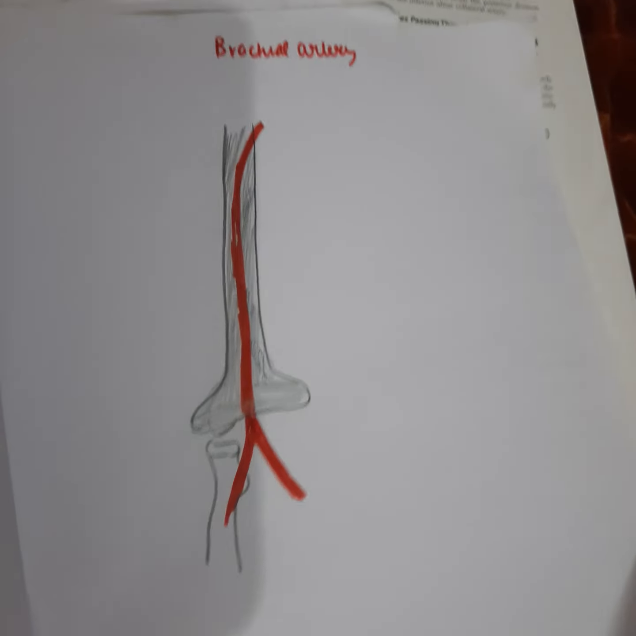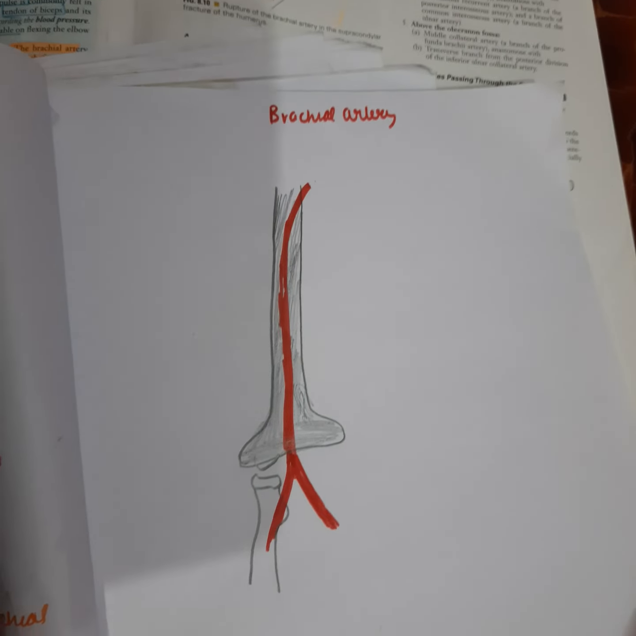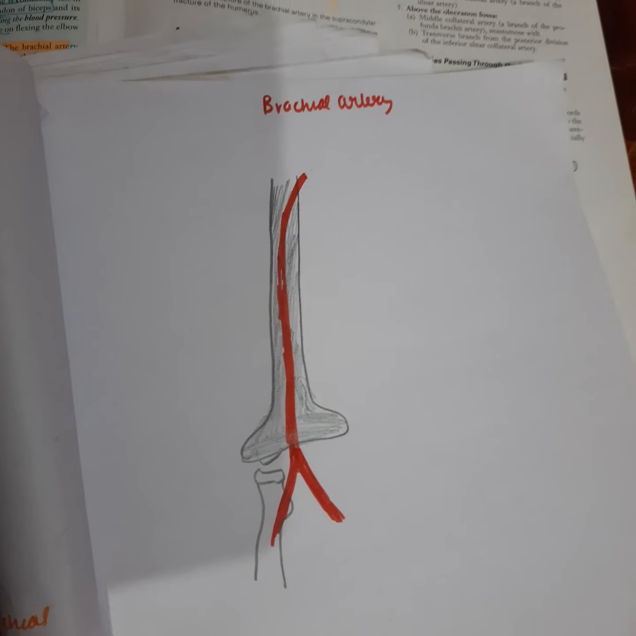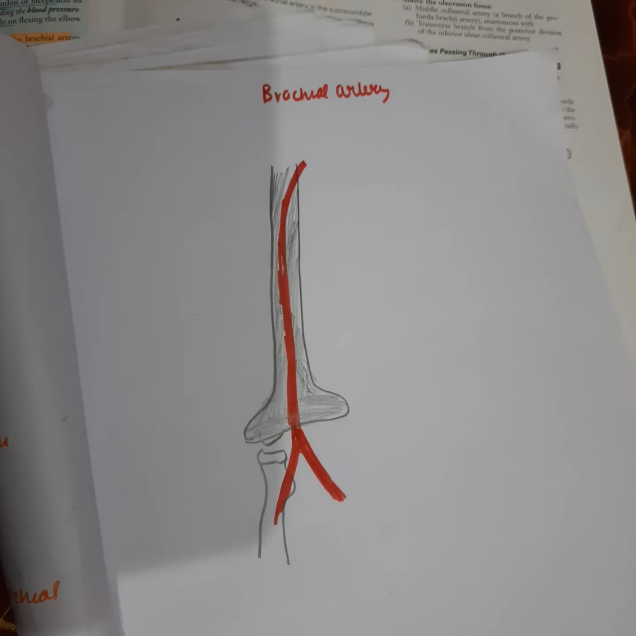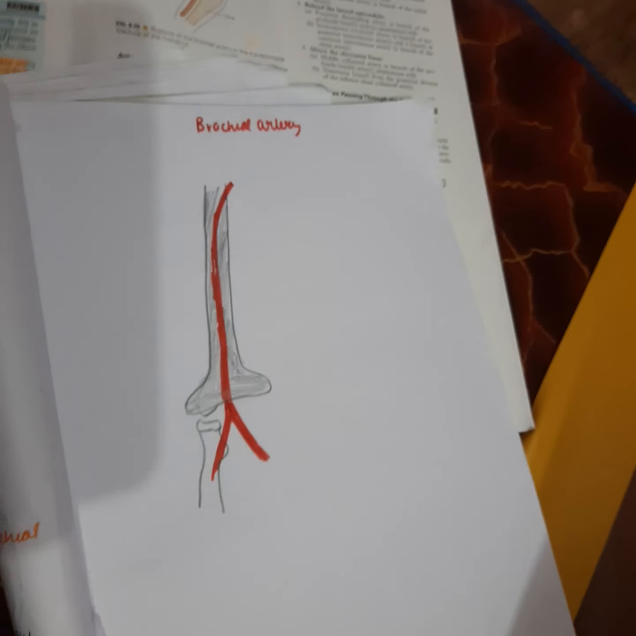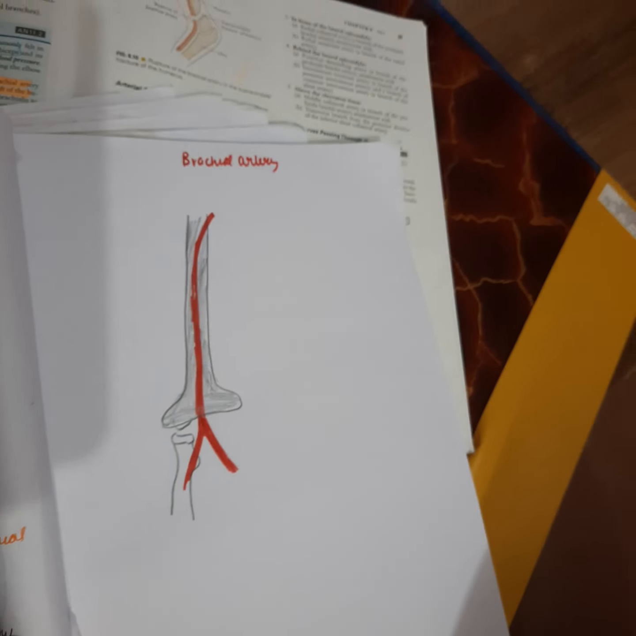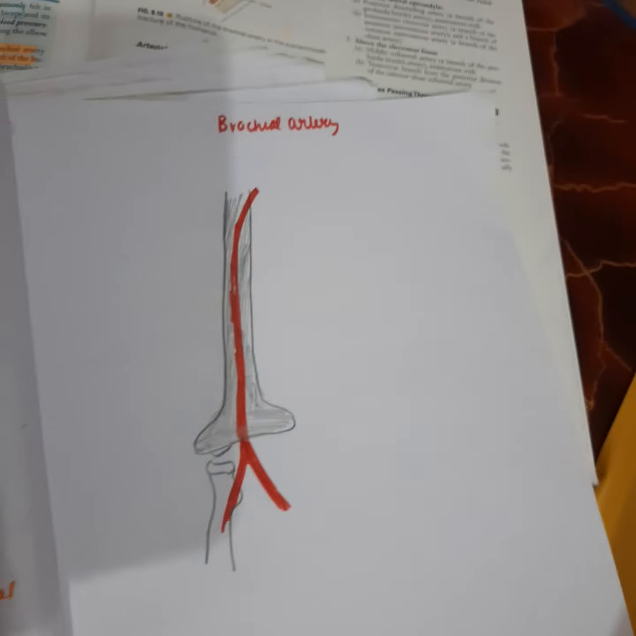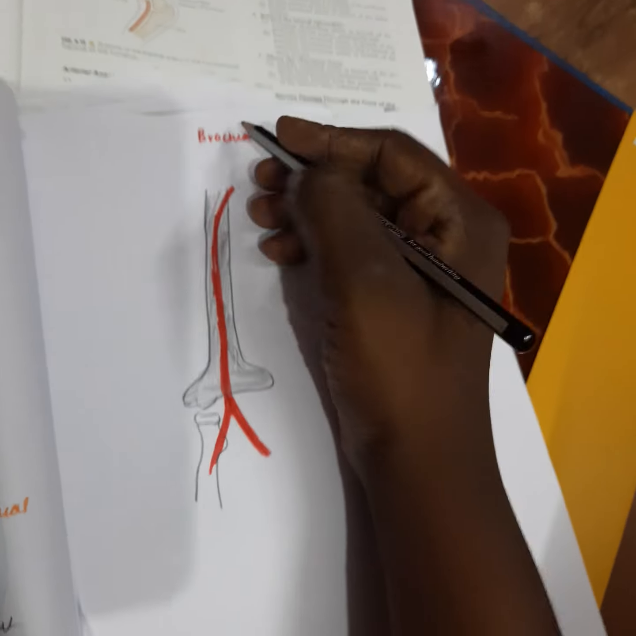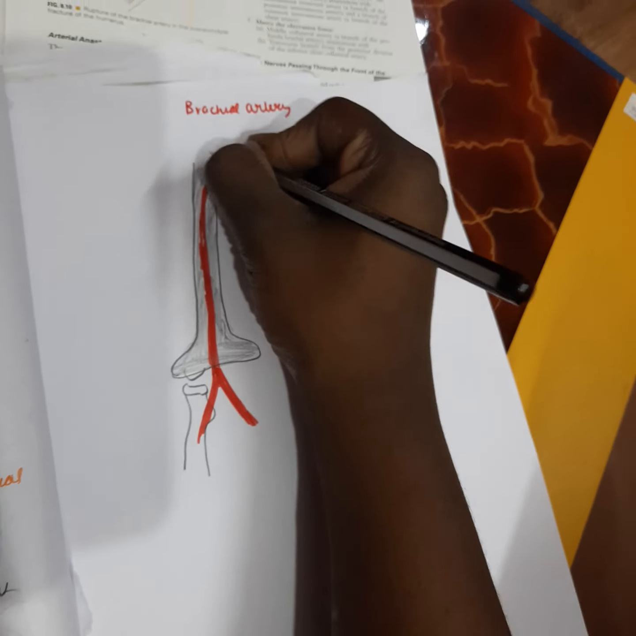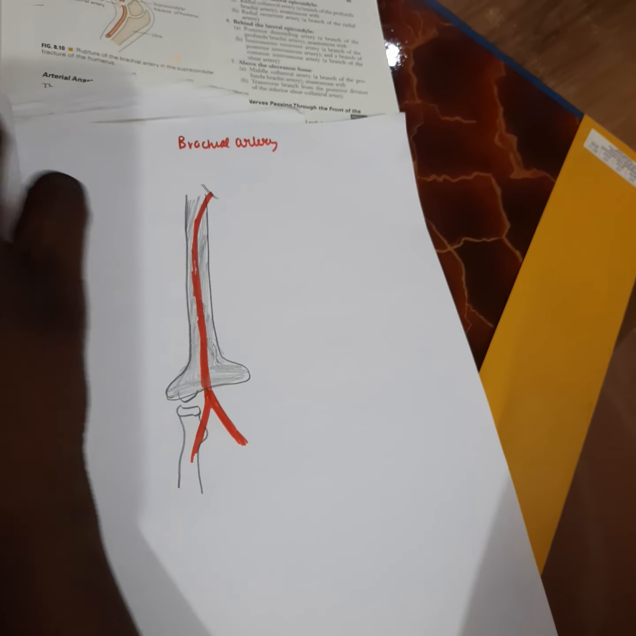Guys, today we're going to talk about the brachial artery. What is the brachial artery? The brachial artery is one of the most important deep arteries that supply your arm and your whole upper limb. So, where does the brachial artery come from? This brachial artery is a continuation of the axillary artery.